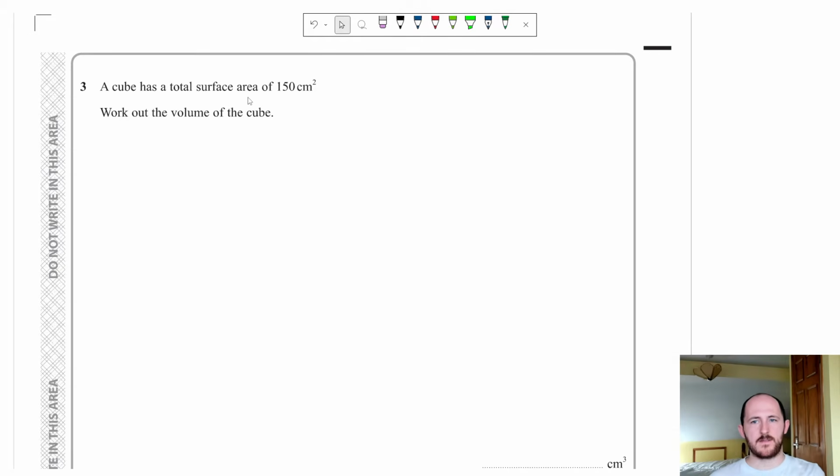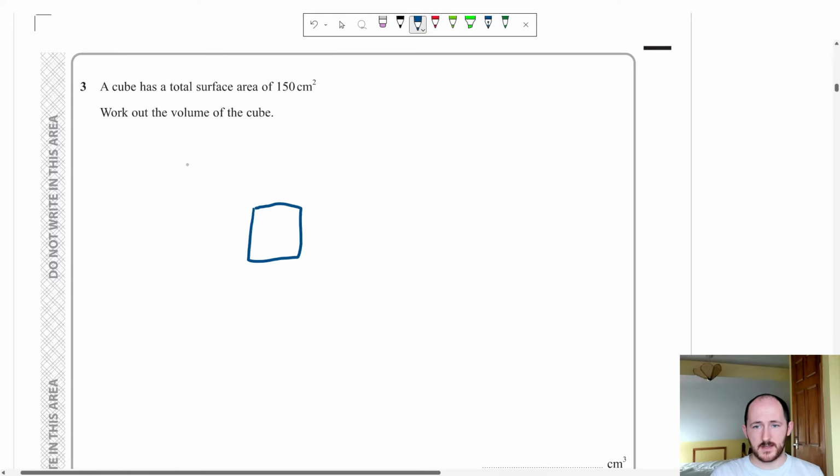So a cube has a total surface area of 150 centimeters squared. What's the volume? First thing I would do is draw out, as best I can, a cube.